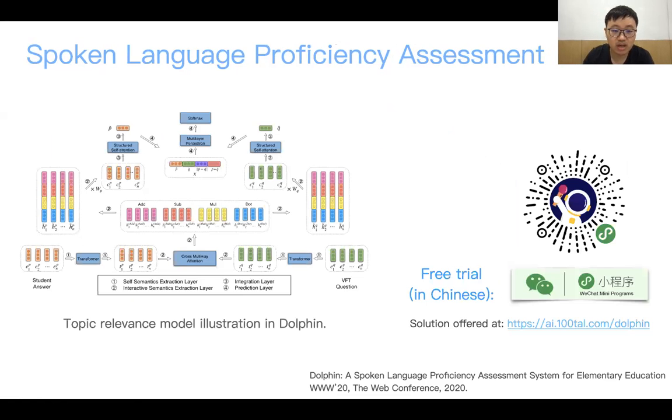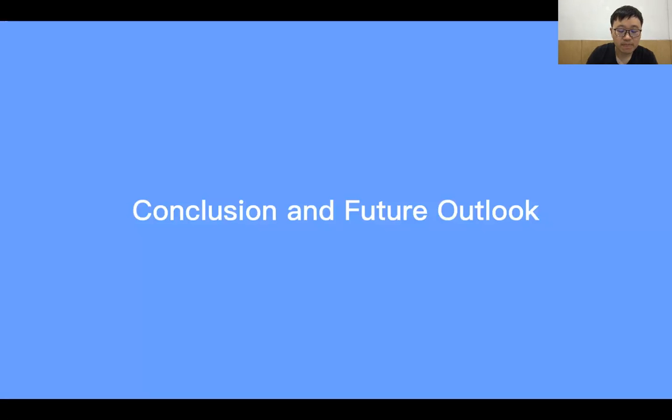Here's one example, our topic relevance model, where we use transformers to compute the similarities with cross multi-way attention networks. And people can try our solution either at the following web link or through our WeChat mini programs. Okay, so that's a bunch of very cool multimodal machine learning applications we built at Zitao.